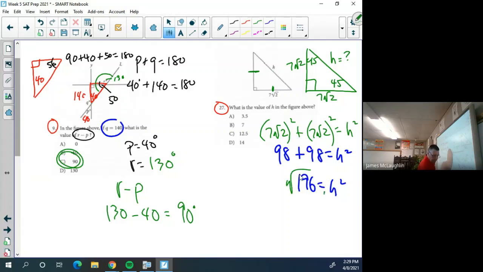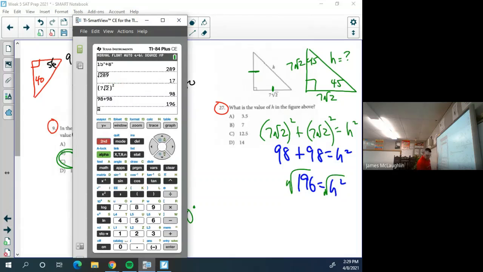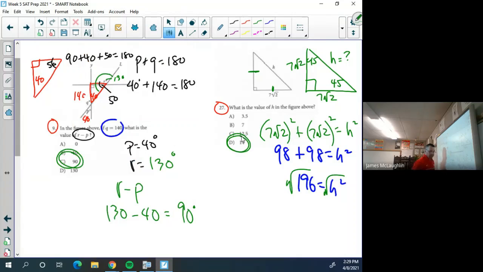196 is equal to H squared. Solve for H, you take the square root of both sides. Square root of 196 should give me 14. That would be the direct Pythagorean theorem route.